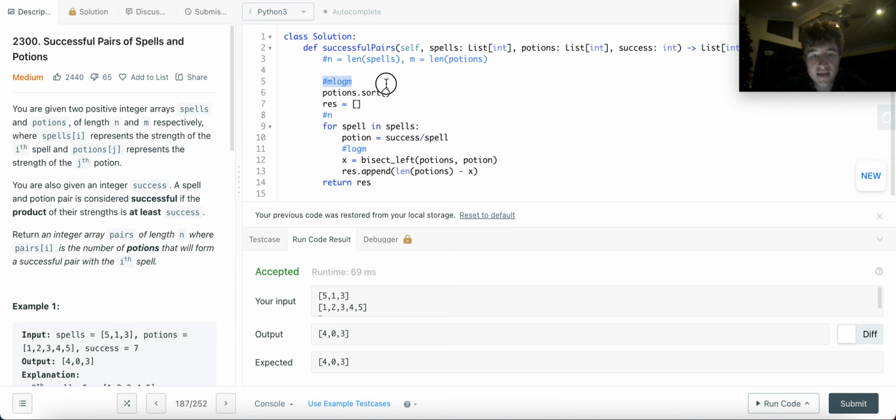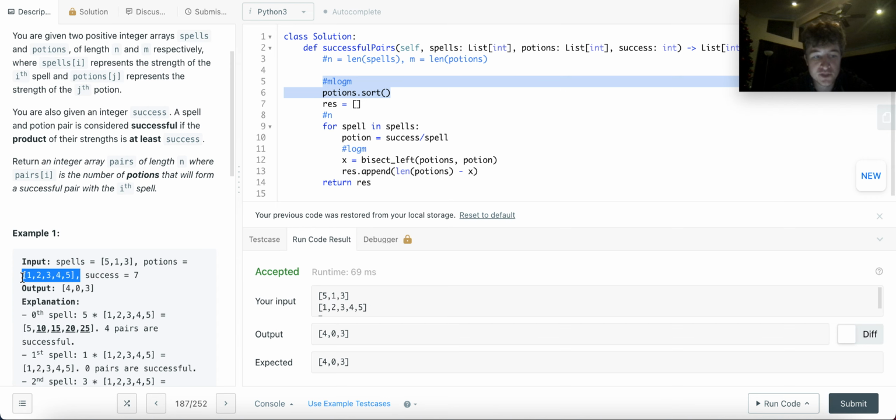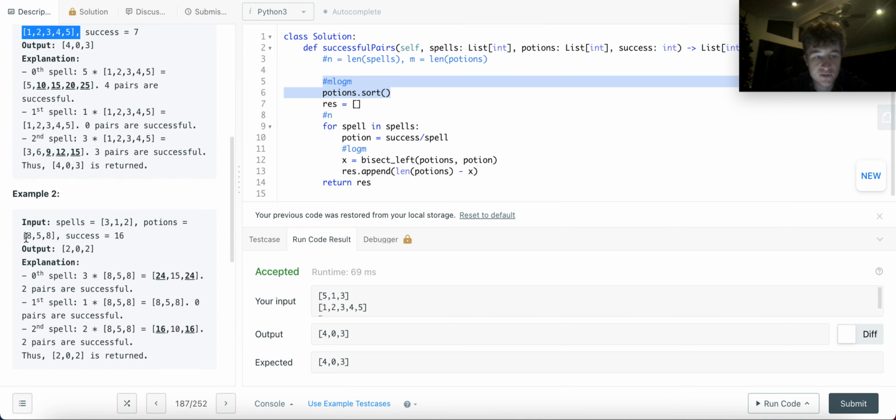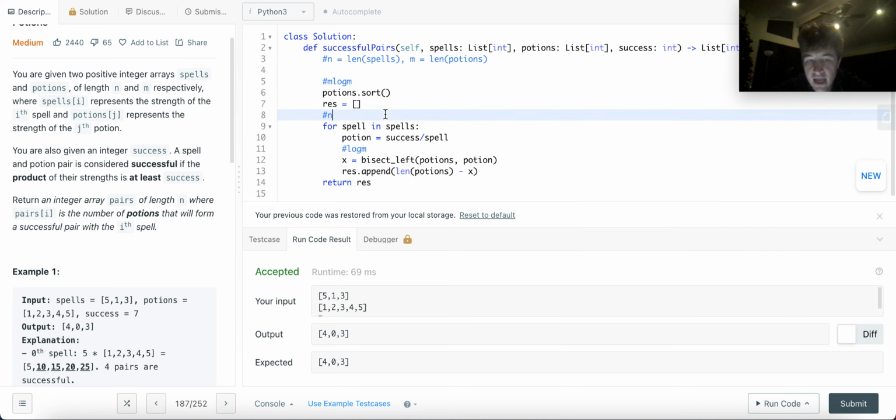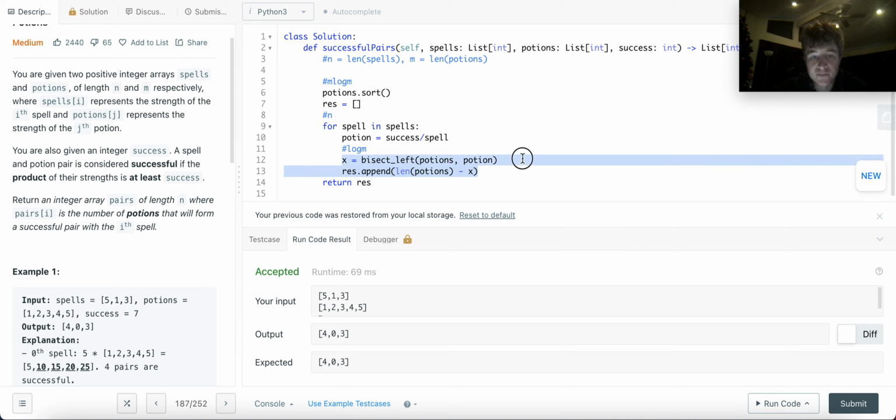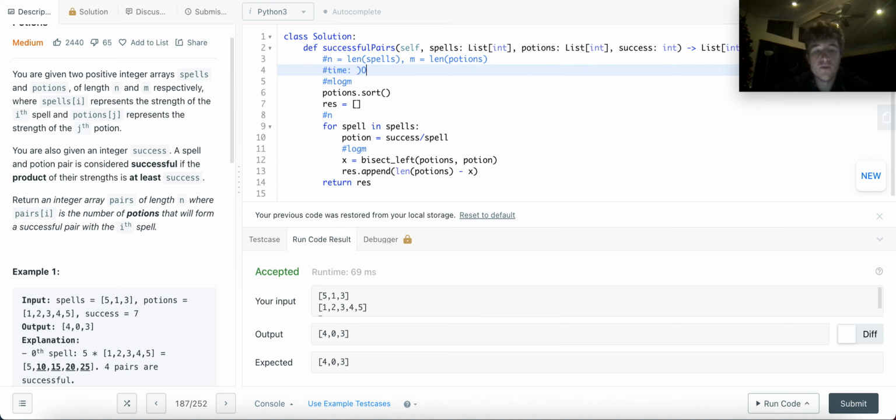So we do m log m things to sort potions, because it's not particularly sorted. It just happens to be sorted in this first example, but here, for example, it's not sorted. And for each n spell, we look at each individual spell. We append something constant, but we have to bisect. So we do m log m things plus n log m things, okay?